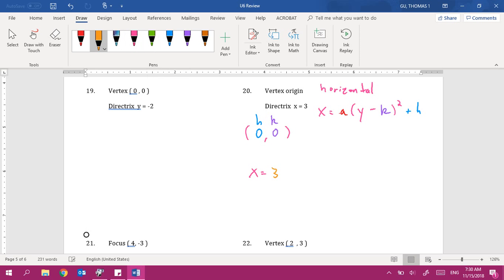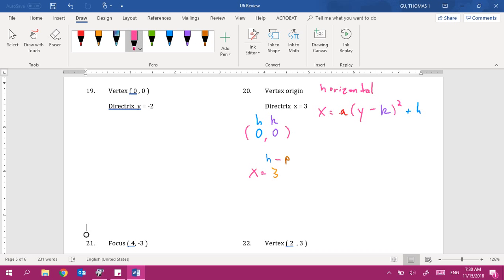The directrix is x equals 3, and on a vertical one it's y equals something. Alright, so the directrix is x equals 3, but you want to label that. What is the directrix equal to on a horizontal parabola? There's a p in there, but it's not just p. No, that's the focal width. So the directrix is equal to h minus p.